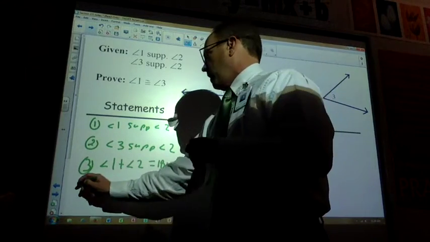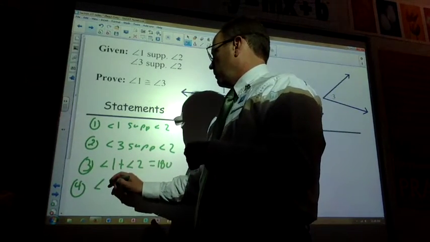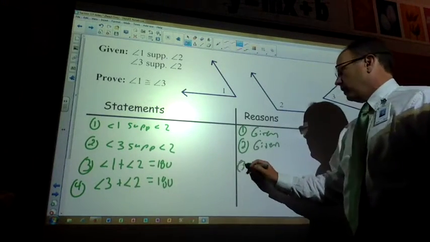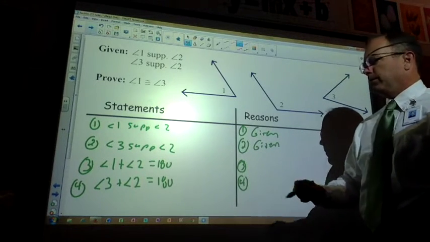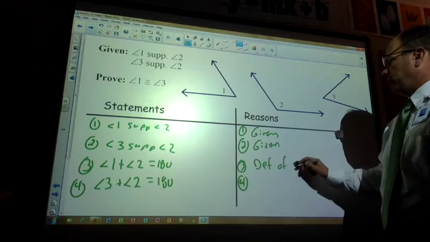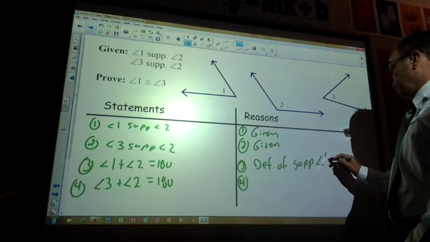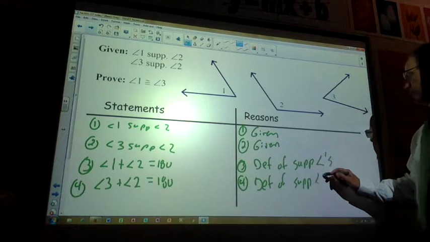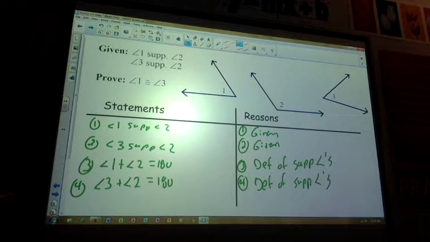If I say that, what else can I say? Angle 3 plus angle 2 is equal to 180. And what's the reasoning for this? Definition of supplementary. I like it. Def of sup. Okay? No, I don't think we need that one. What can we do? Ooh, oh yeah.